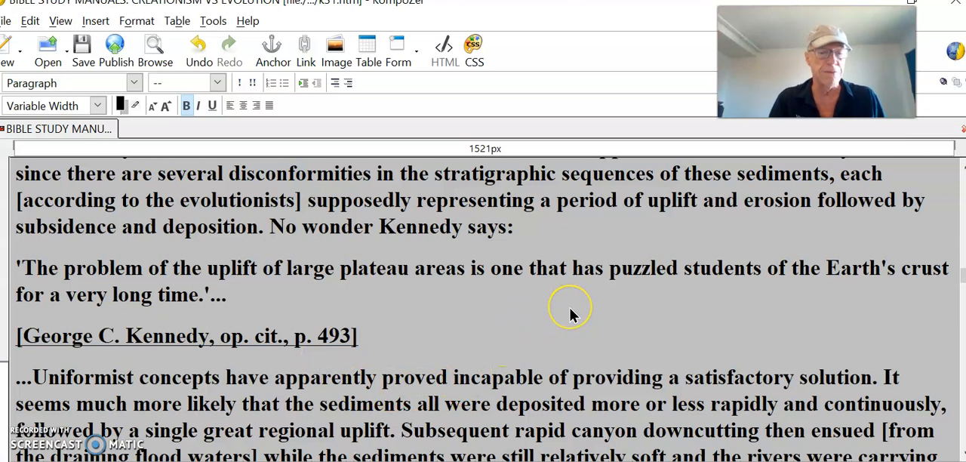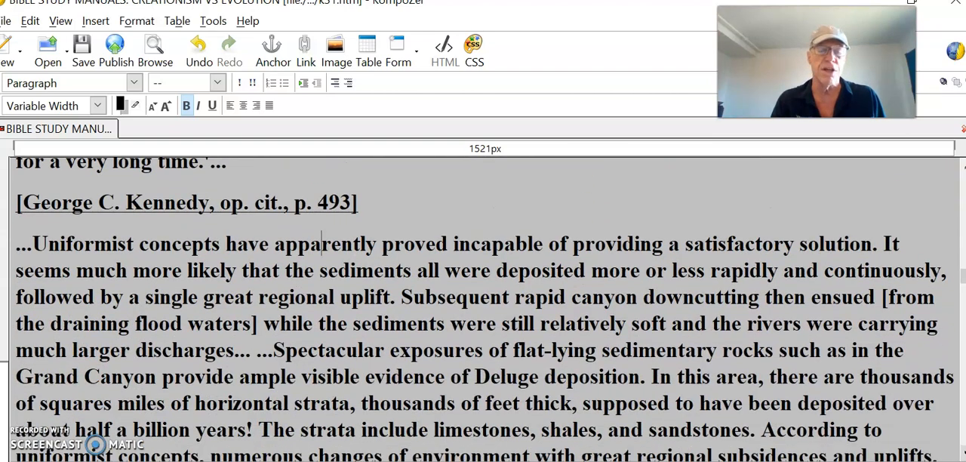Uniformist concepts, furthermore, have apparently proved incapable of providing a satisfactory solution. It seems much more likely that the sediments all were deposited more or less rapidly and continuously, followed by a single great regional uplift. Yeah, stuff can happen all of a sudden, and then a local uplift, but it has to be catastrophic, not gradual. Subsequent rapid canyon downcutting then ensued from the draining flood waters, while the sediments were still relatively soft, and the rivers were carrying much larger discharges.